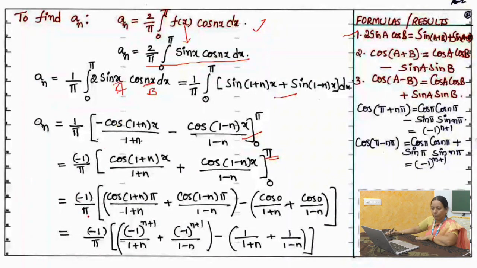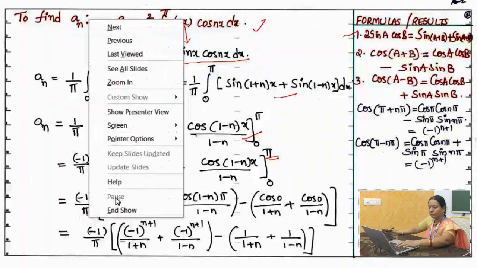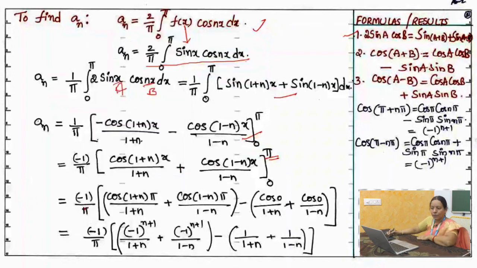So, minus 1 by pi, cos of 1 plus n into pi by 1 plus n plus cos of 1 minus n into pi by 1 minus n. So, you substitute the upper limit. Now, it's time to substitute the lower limit. What is your lower limit? 0. So, cos of 1 plus n into 0 is nothing but cos 0. Cos 0 by 1 plus n plus cos 0 by 1 minus n.